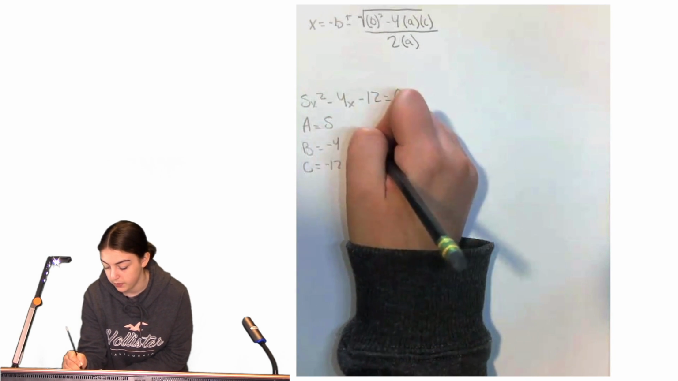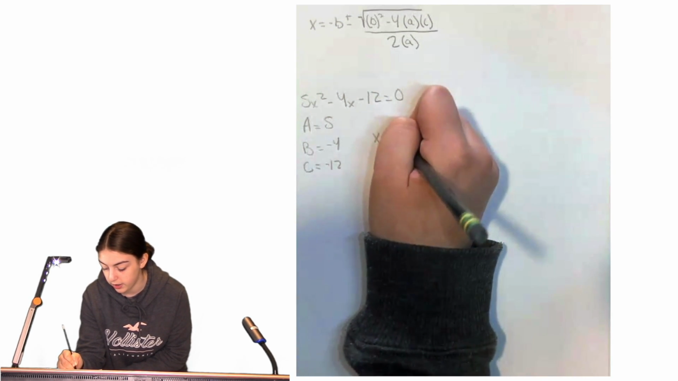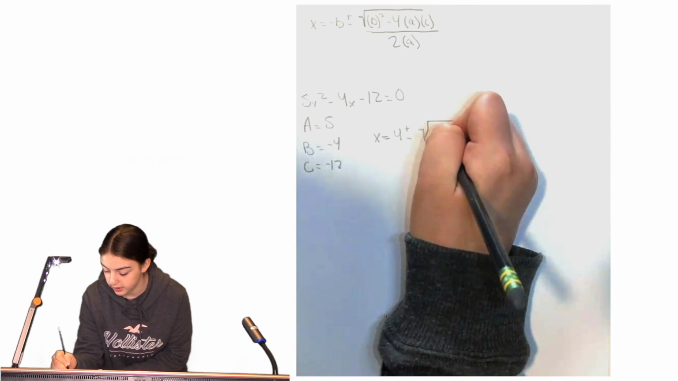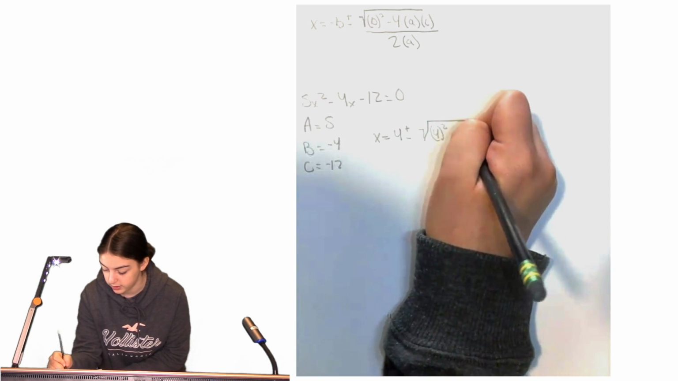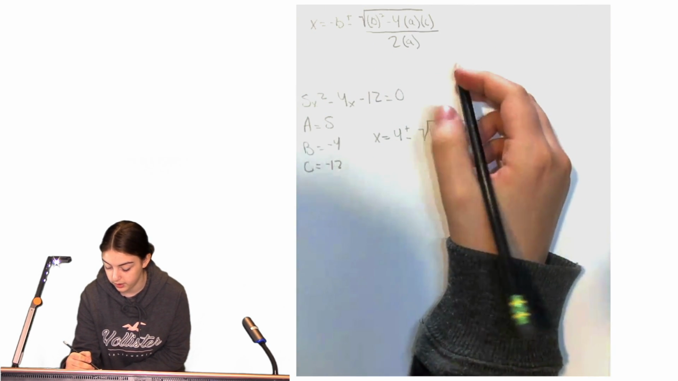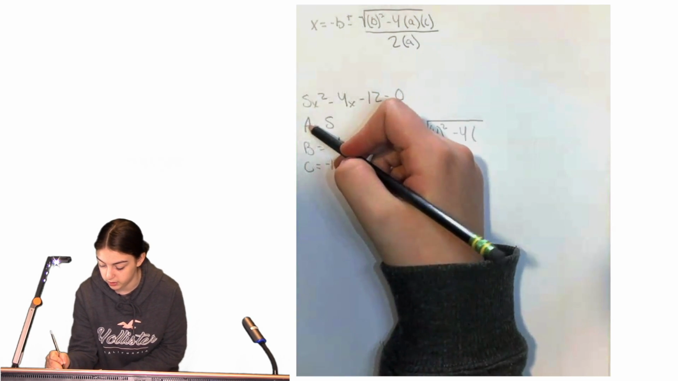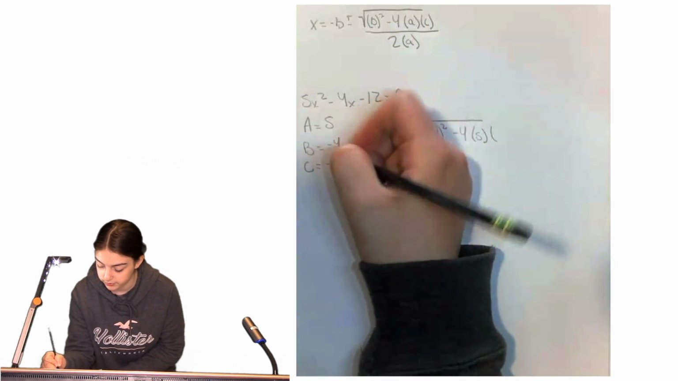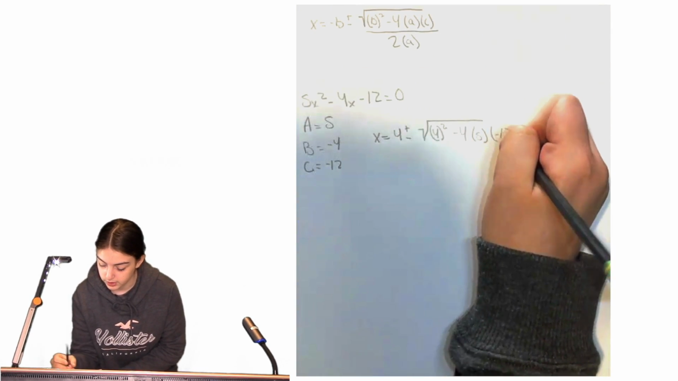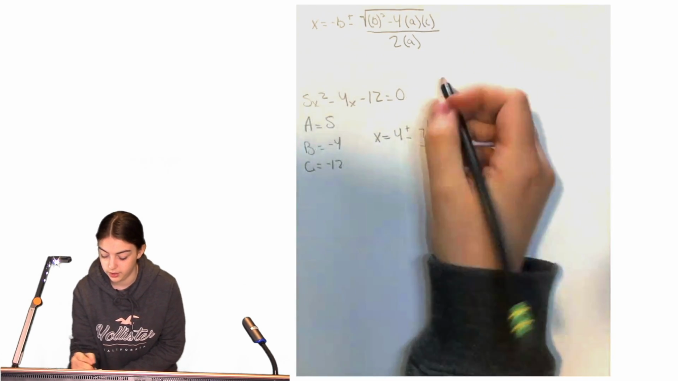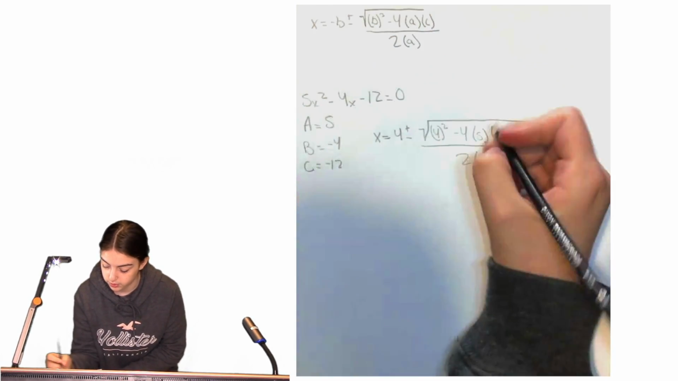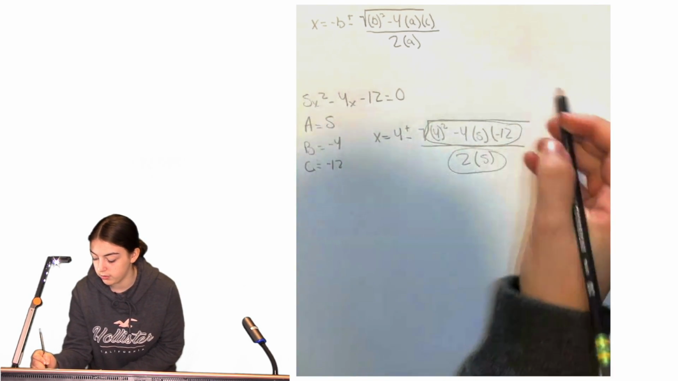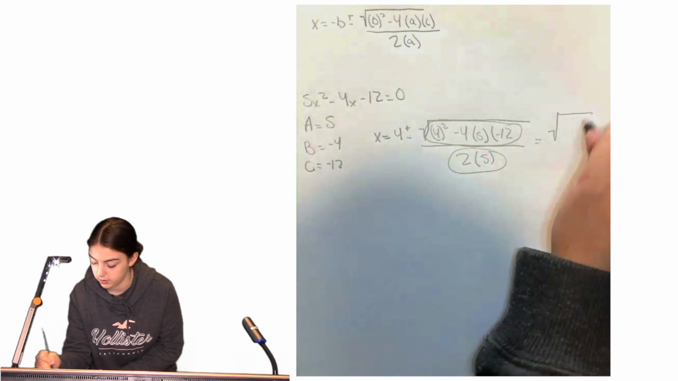So here I'm plugging into the formula. So x equals 4 plus or minus the square root of 4 to the second minus 4. Now I've got to plug in for a. So in the formula a, and in the question a equals 5. So 5, and then I have to plug in for c. So c equals negative 12. And now I gotta plug in for a, so a equals 5. So you have to multiply this and multiply this. This equals the square root of 256, and this equals 10.